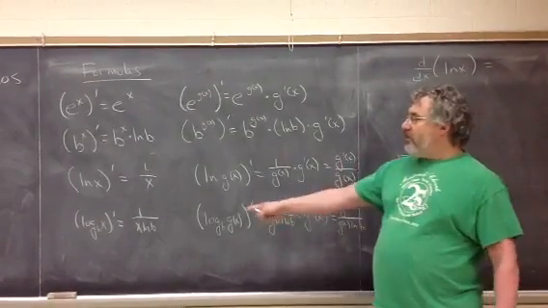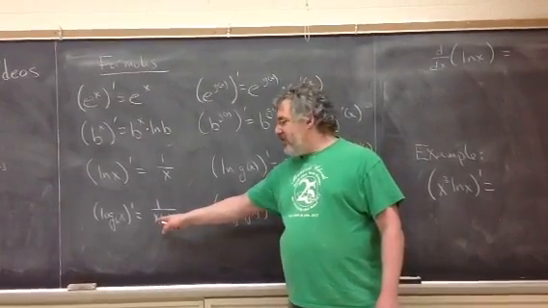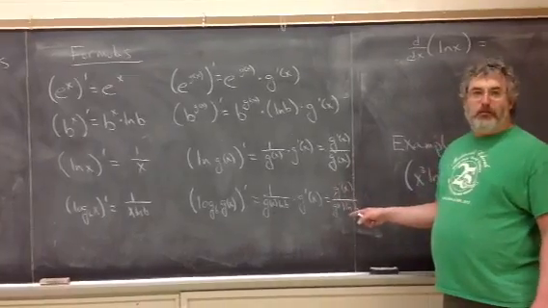And likewise, for log base b of x, the derivative is 1 over x natural log of b. If that's a g of x, this is going to be g of x here, and we'll have a g prime of x on the top.